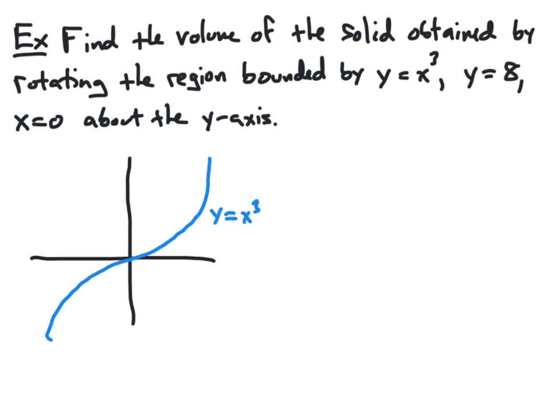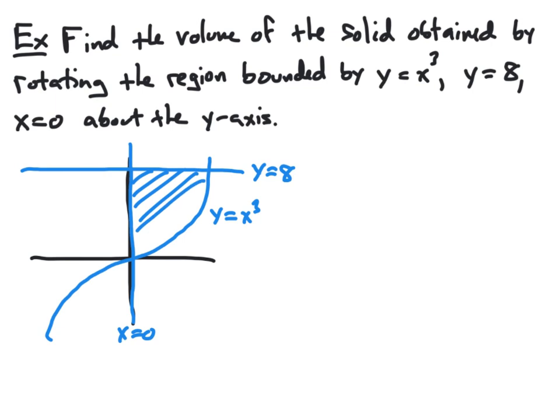So this will be y equals x cubed. We also have y equals 8, which is a horizontal line that intersects the y-axis at 8, somewhere up above the x-axis there. And x equals 0 is the y-axis, and so we have this curve here. We want the region that is bounded by all three of these curves, which is this region right here that is now shaded in blue.